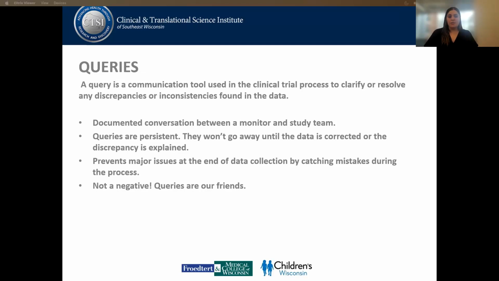Queries prevent major issues at the end of data collection by catching mistakes during the process. I know everyone hates queries, but I swear to God, they're not a negative. Queries are our friends, because otherwise at the time of data analysis, we'd be catching all the mistakes then. And that's a couple of years after data collection, you'd be going back trying to figure all of this out. So this is once again one of those ongoing processes that you're working on with your monitor and your sponsor to make sure that the data is clean, accurate, and what they need to meet the endpoints of their study.